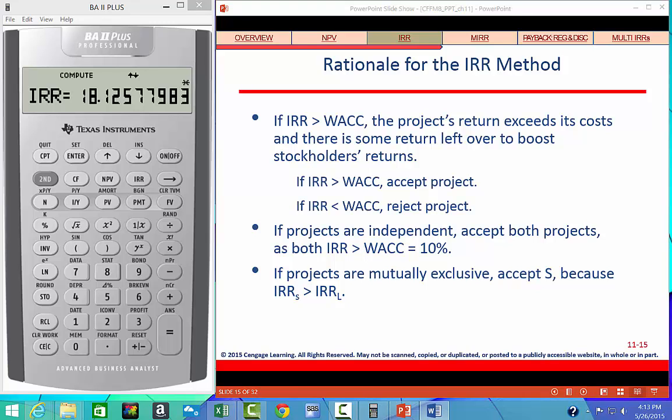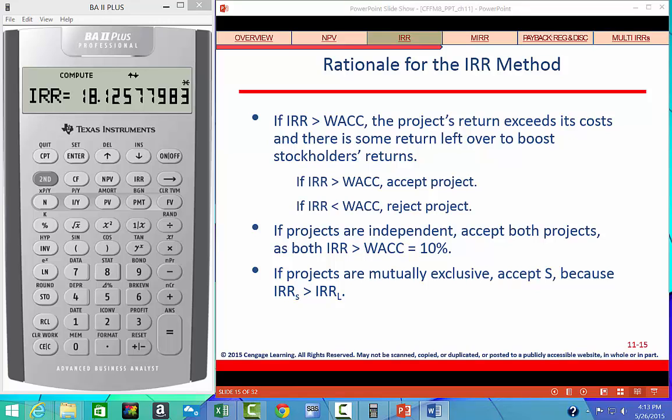So what's the logic for this IRR method? Well, IRR measures a project's profitability in the rate of return sense. If a project's IRR equals its cost of capital, then its cash flows are just sufficient to provide investors with their required rates of return. An IRR greater than the weighted average cost of capital implies an economic profit, which goes to the firm's shareholders. But an IRR less than the weighted average cost of capital indicates an economic loss, or a project that will not earn enough to cover its cost of capital.